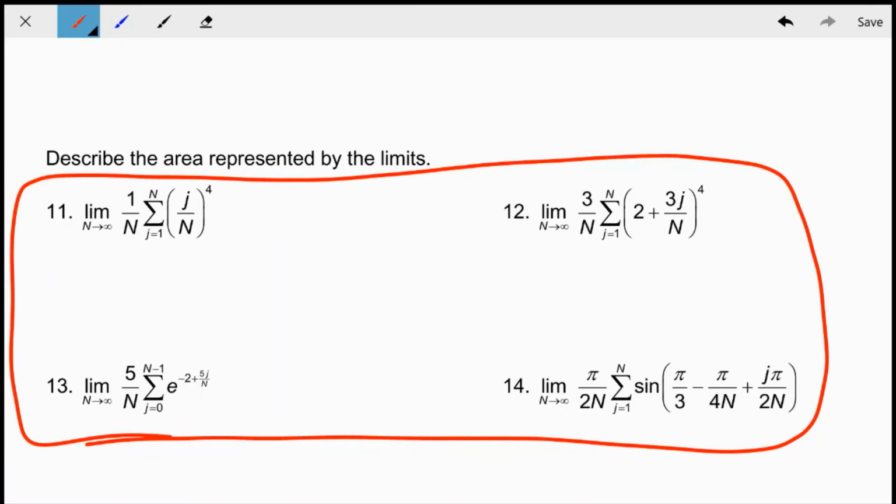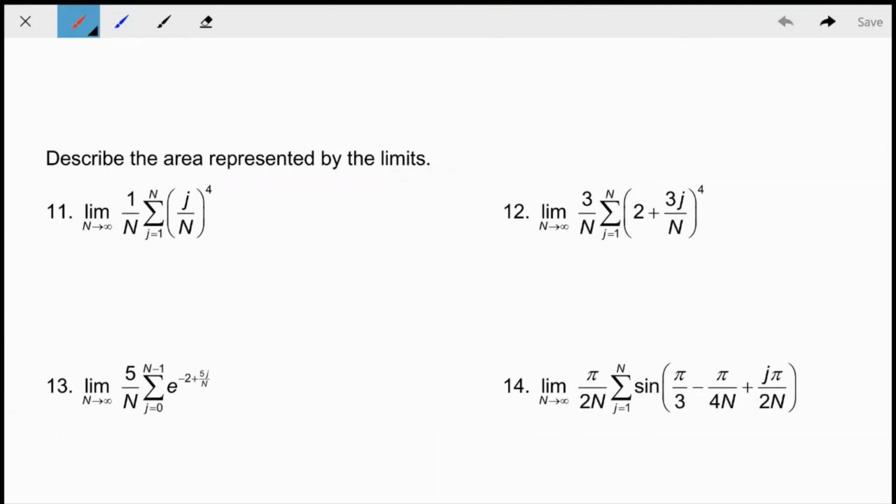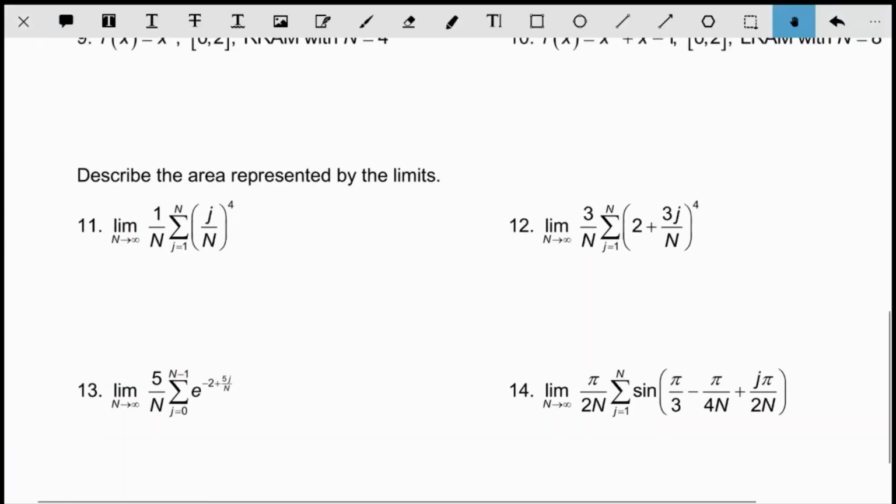So what they're trying to get you to do here is essentially work backwards. So you're starting with the summation. That's the result of the process we were just talking about. And you're trying to work backwards to figure out what the function was. So I want you to try that and see if you can figure those out.